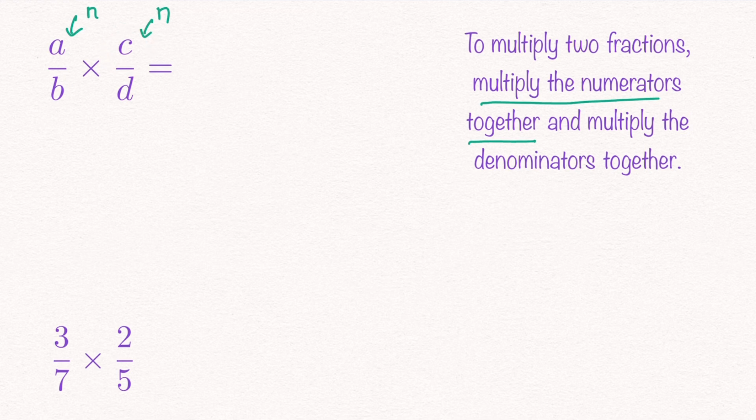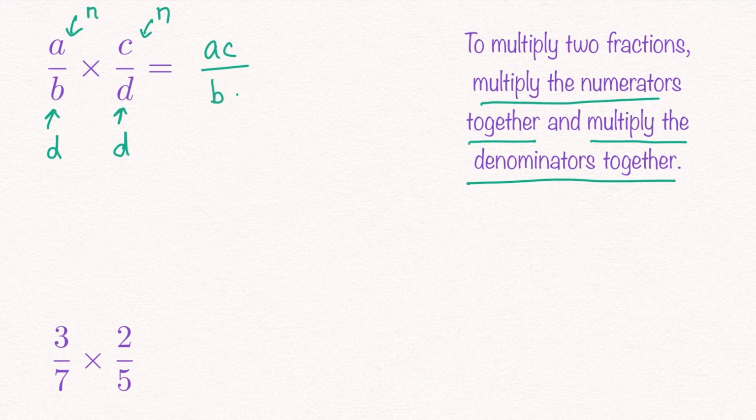So this is going to be AC over, and then multiply the denominators together. Denominators are the bottom guys, so the B and the D. So I'll just write D for denominators, and so it becomes B times D, so it is BD.